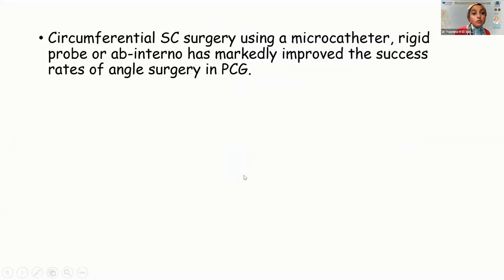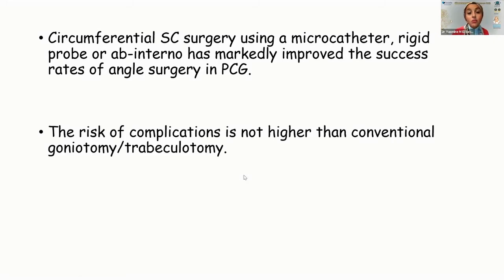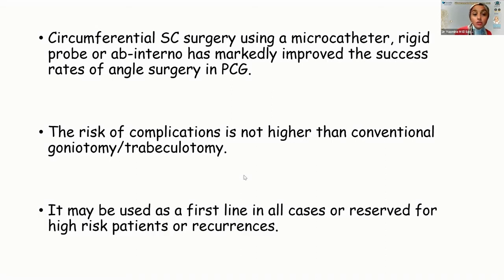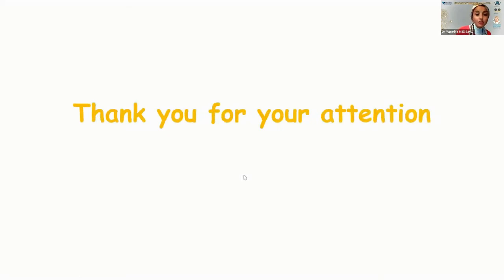So to conclude, circumferential Schlemm's canal surgery, whether using a microcatheter, a rigid probe, trabeculotome, or a suture, whether through an ab-externo or ab-interno approach, has really improved the success rates of angle procedures, especially in primary congenital glaucoma. There's no evidence that the risk of complications is higher with circumferential compared to conventional trabeculotomy and goniotomy. So you may choose to use it as a first-line procedure or still reserve it for high-risk patients or recurrent glaucoma after angle surgery.